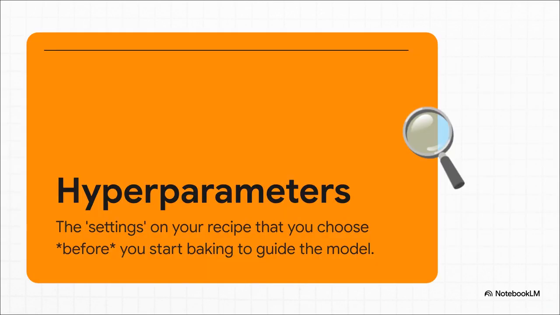Now, this brings us to a word that, I know, sounds a little intimidating, hyperparameters. But let's just forget the fancy term for a second. Think of them as the settings on your recipe that you decide before you even start baking. How hot is the oven? How long do we bake for? 2 cups of sugar or 3? Those are your hyperparameters. You set them up front to guide how the model learns.